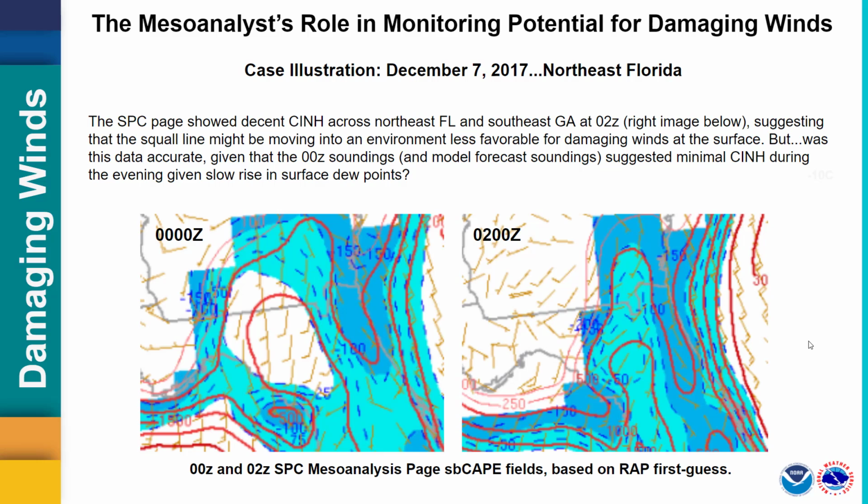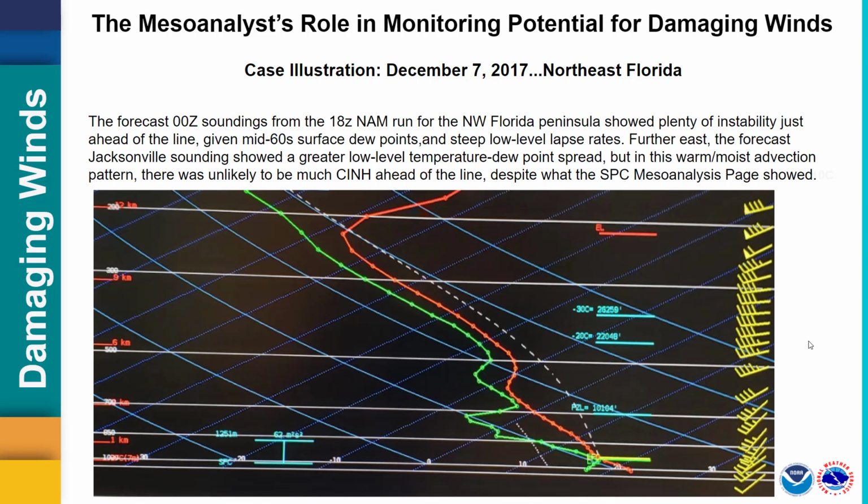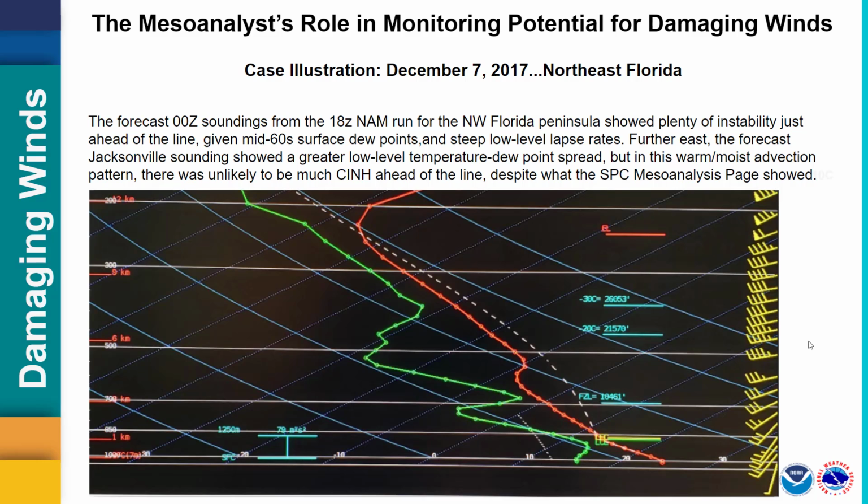The surface observations, however, were not suggesting this. Here's a look at the 18Z NAM forecast sounding for 0Z, showing a favorable environment to support the squall line over northwestern Florida. However, it also showed on a Jacksonville sounding that, if modified with mid-60s dew points, would also be fairly favorable without the CIN suggested by the SPC mesoanalysis output.